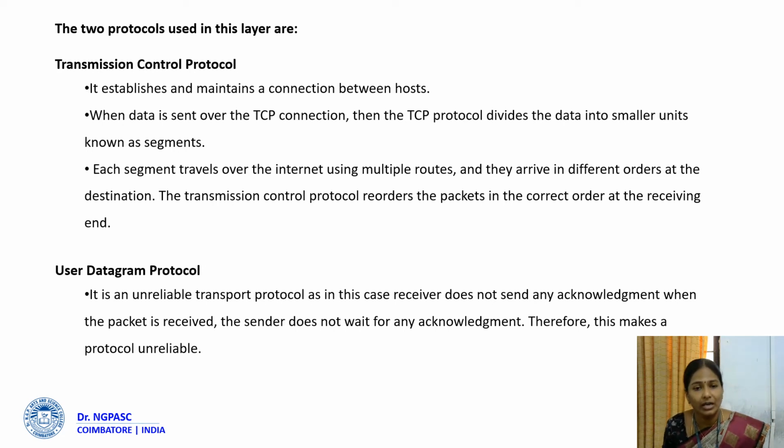With the help of the acknowledgement, the sender can know whether the data has been correctly received by the receiver or not. The next protocol is UDP. UDP is a connectionless protocol. The sender does not get any acknowledgement after sending the data. Without getting an acknowledgement, the sender does not know whether the data has correctly reached the destination or not. This type of functionality we have in the User Datagram Protocol.